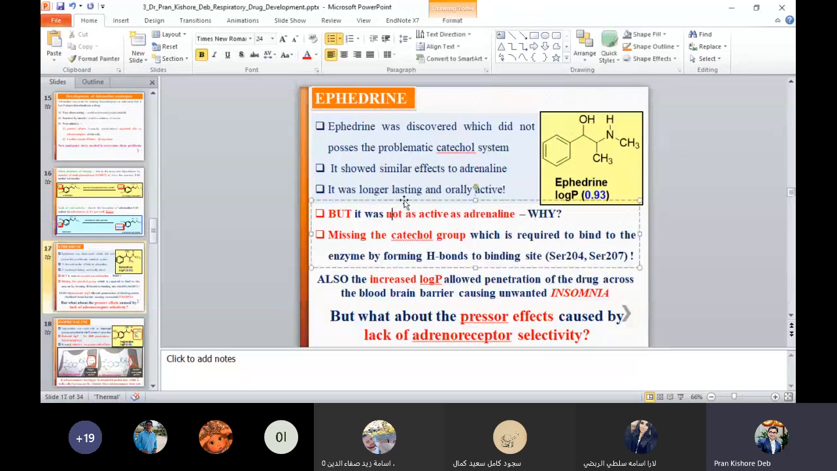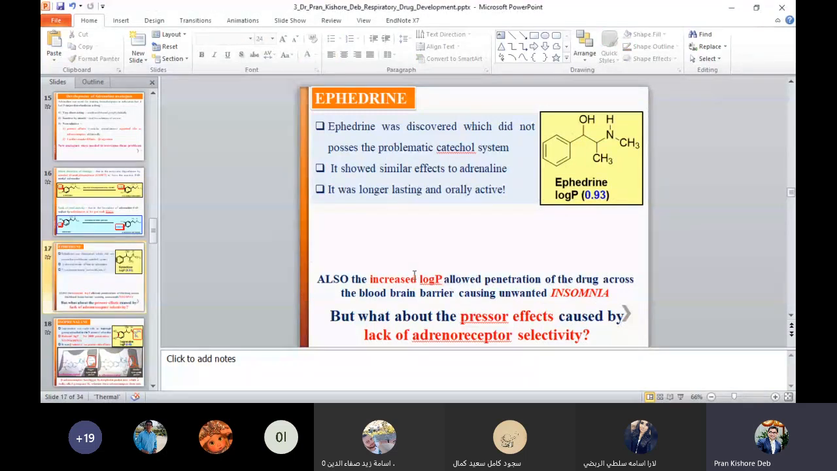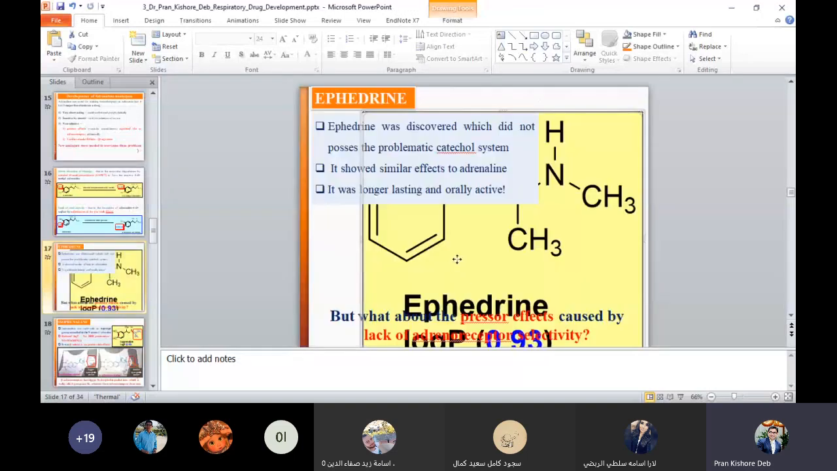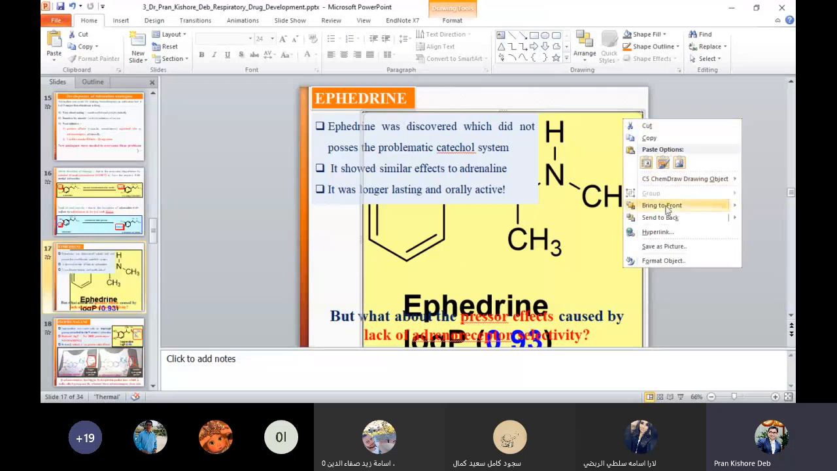Now, to overcome this problem, they discovered ephedrine. Look at the structure. Don't read anything. Please give a chance to your mind. Look at the structure of ephedrine. How many advantages and disadvantages do you see in this ephedrine?